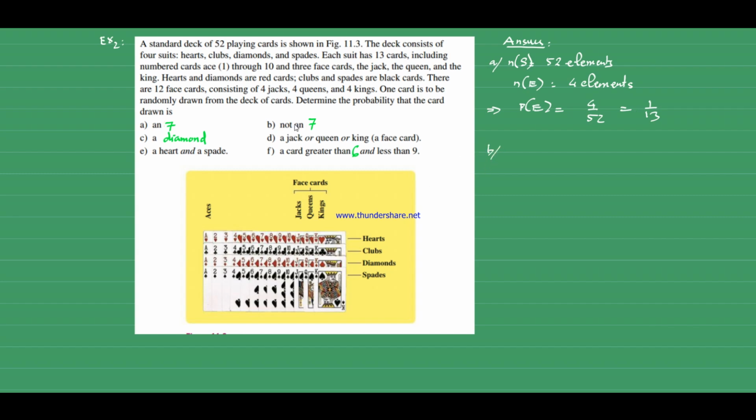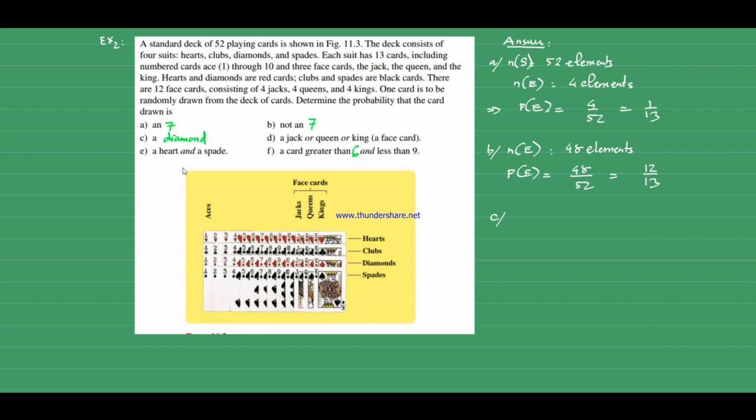B. Now not a 7. So let's see how many elements are in the event set over here. Not 7: we have 52, and we subtract 4, so we have 48. So there are 48 elements that are not 7. So the probability here will be 48 over 52, which is 12 over 13. And you see that all the probabilities at this moment are less than 1. Theoretically it's always less than or equal to 1.